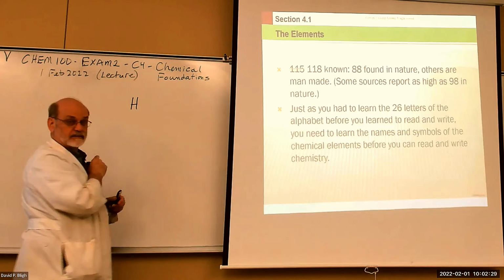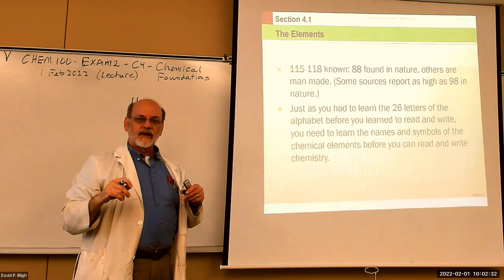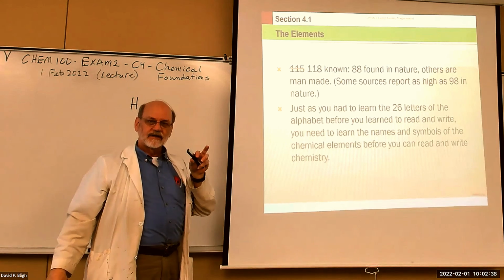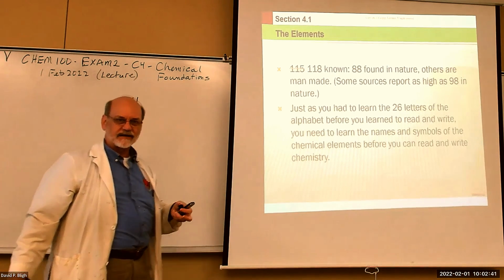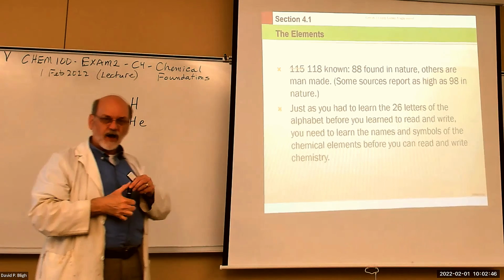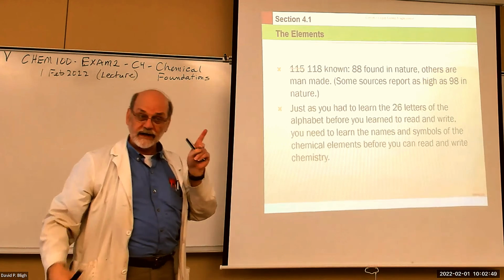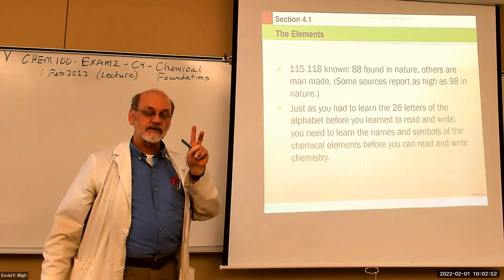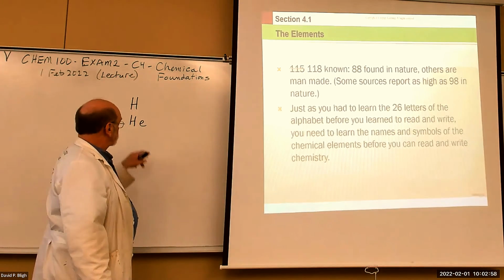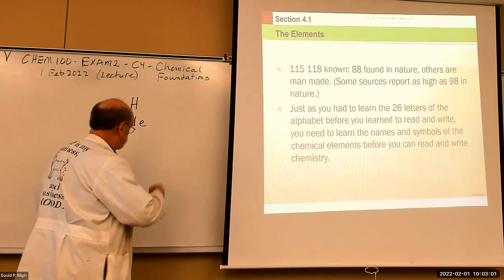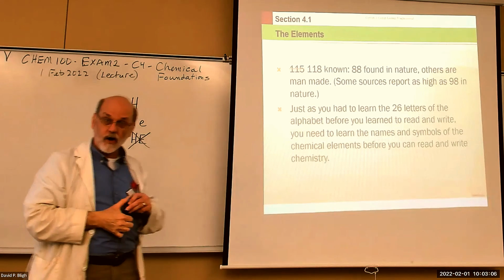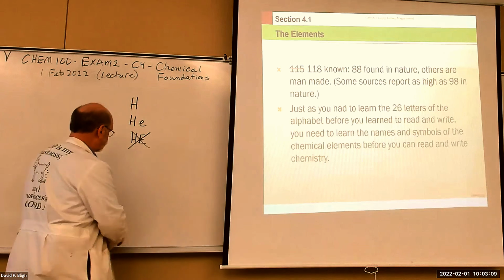Or if that letter is already taken and we need an H for the symbol, then we add a small letter behind it. For helium, we would say like that. And it's always just two letters or one letter. One letter capitalized, two letters capital small. Always that way. If you write this for helium, it's wrong, and it will be counted wrong.